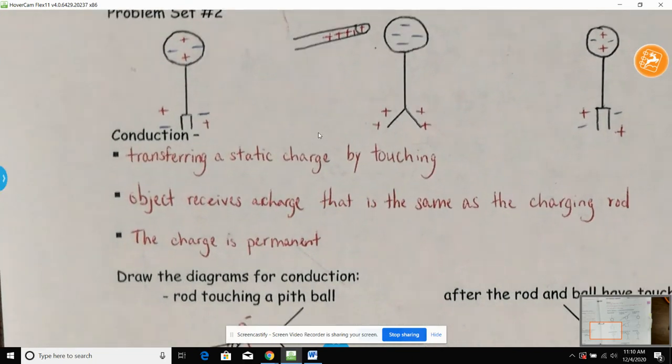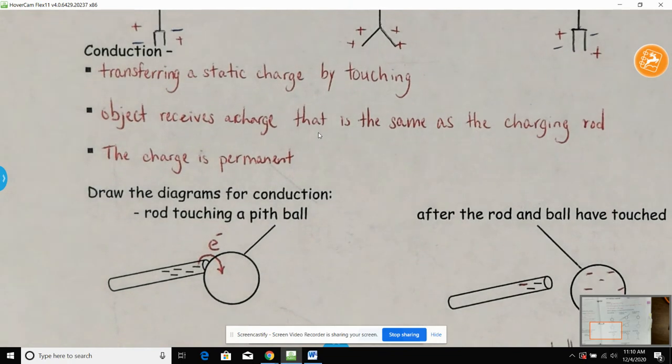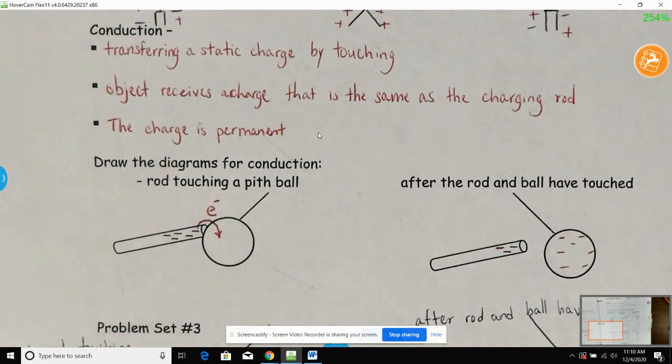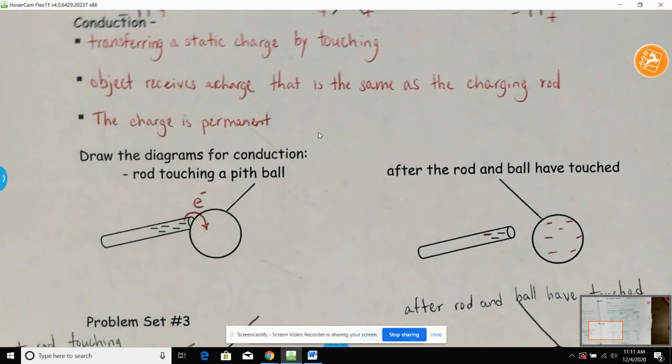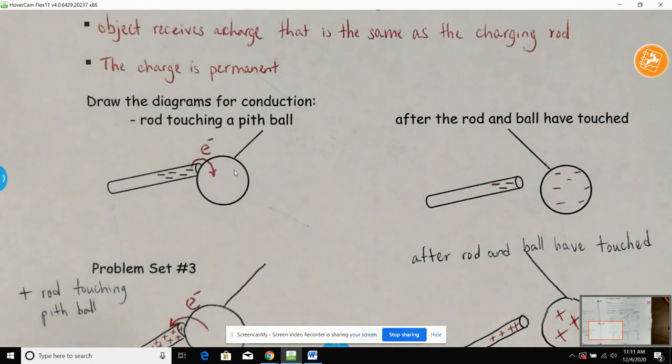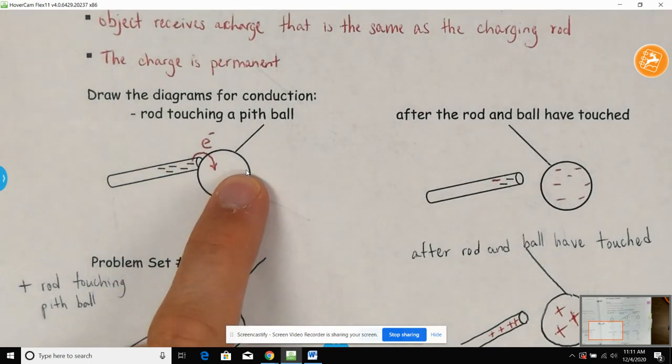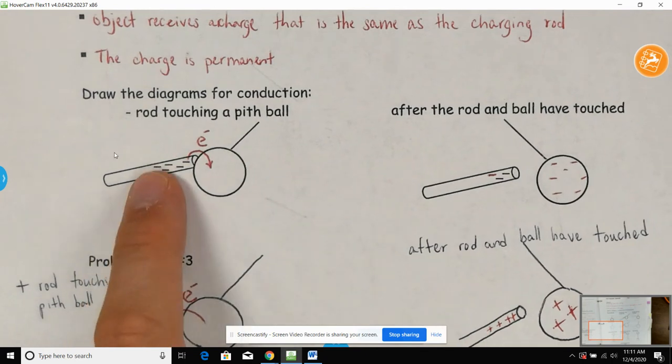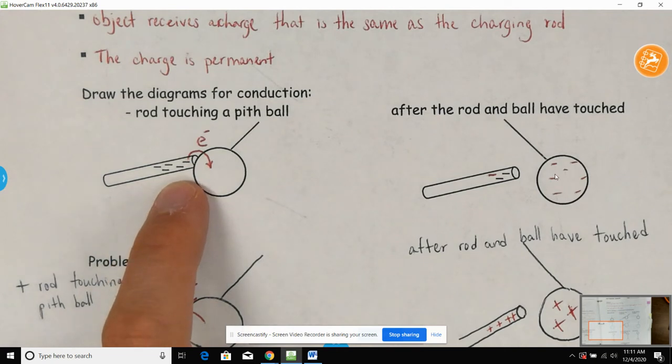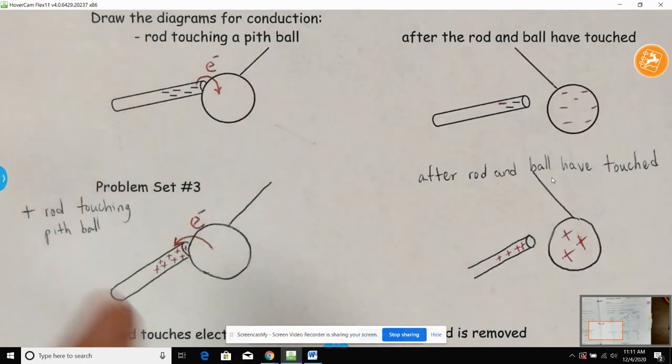So conduction is the transfer of static charge by actual touching. The object receives a charge that is the same as the charging rod, and that charge is permanent until something else happens where it's grounded to neutralize them. So if you have a negatively charged rod going near a neutral pith ball, some of the electrons, once they make contact, are going to wind up being transferred over, making the neutral pith ball negative as well, and the negative and negative, like charges, repel.